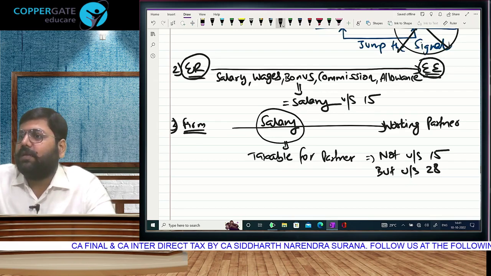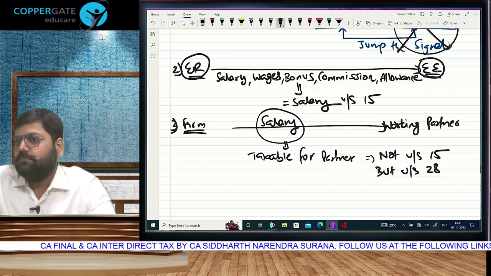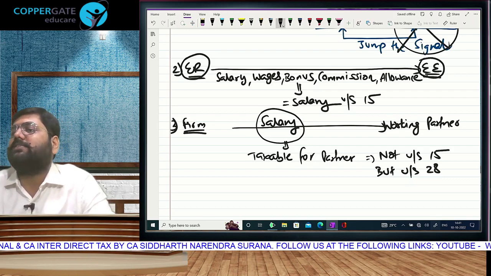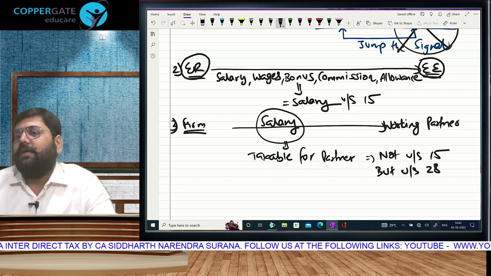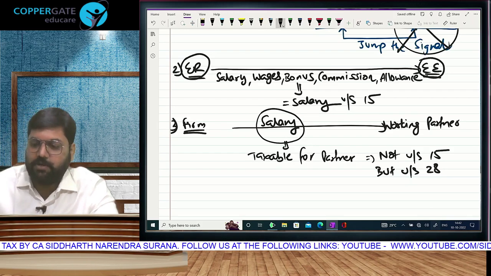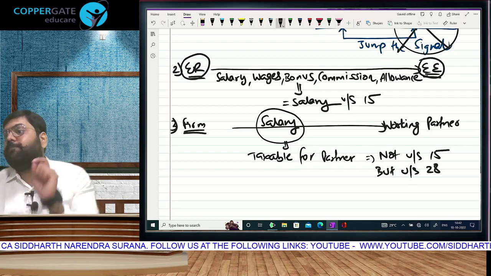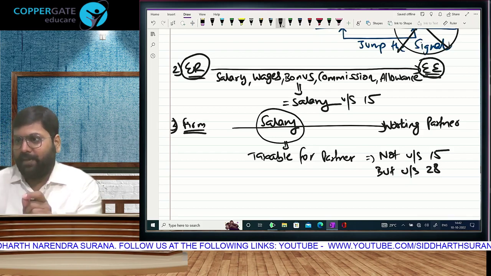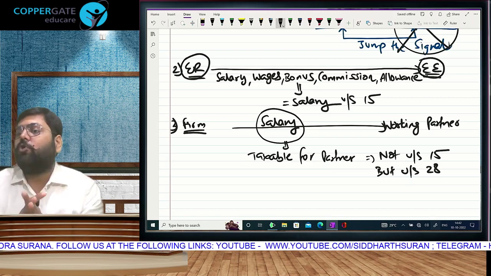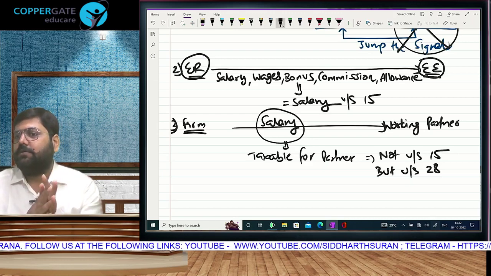That's the most important thing that you need to understand right now. So finally, the name of the income that is being paid is absolutely irrelevant. The relation between payer and payee will decide whether it is salary or not. If the payer is employer and payee is employee, payer employer, payee employee, so it is salary, whatever you call it, whether wages, bonus, commission.